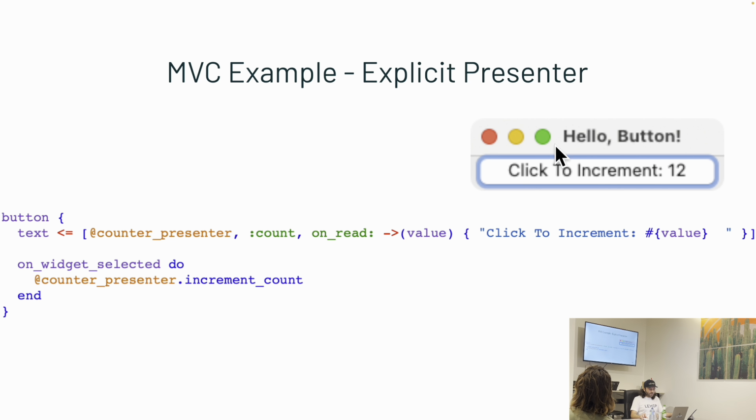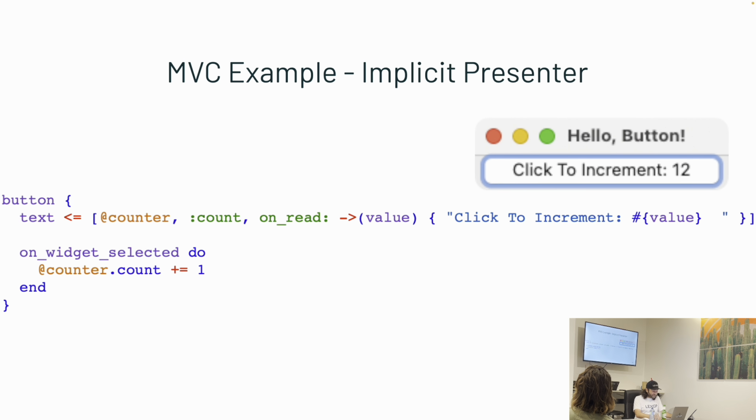So here in the GUI, you end up seeing click to increment 12, and then 13, and then 14, and then 15. And on widget selected, all it does is it triggers the increment count method on the presenter, which is playing the role of a controller. Now there's an even nicer option, which is the implicit presenter. So you can even do away with the presenter altogether and just bind the view to the model directly, and the presenter becomes transparent. It's actually part of the Glimmer framework itself. You don't have to deal with it directly.